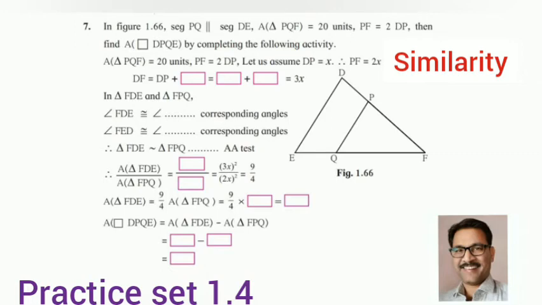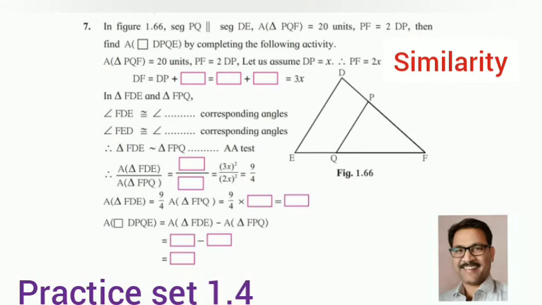Here, see, the area of triangle PQF is 20 square units. PF is equal to twice of DP, as given to us. Let us assume DP be X. Therefore, PF is nothing but 2X, because if DP is X, then PF will be twice of X. Now from this we have to find DF, the full DF, which means DP plus PF.